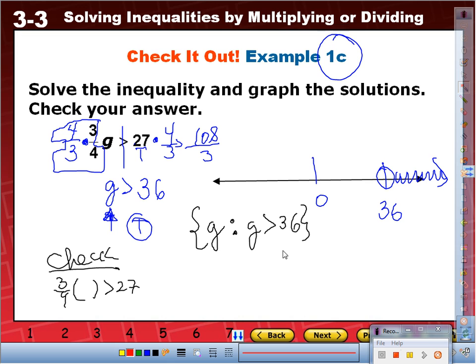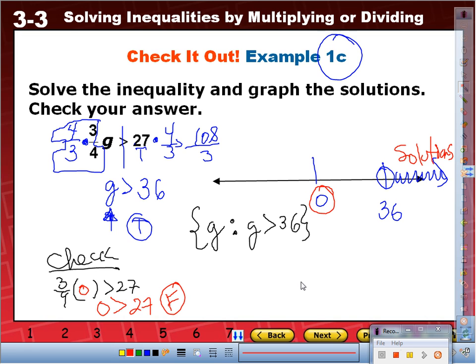So now let's see. I'm going to choose any number on the right side. However, check this out. Pay attention, what if I choose any number on the left side? What do you think it's going to be? False. It should be false, right? Because we're saying that all these on the right are true. So let me test it. I'm going to choose 0 from this side. What is 0 times 3/4? Is 0 greater than 27? No, this is false. So therefore, if this one that I tested was false, all these are solutions.